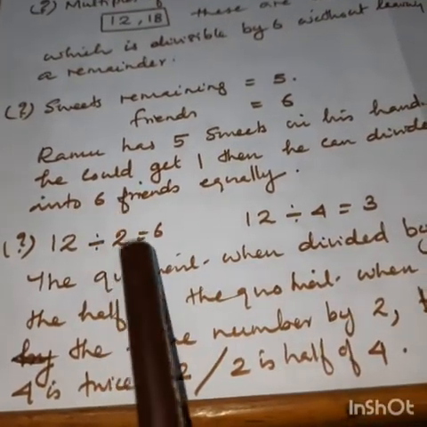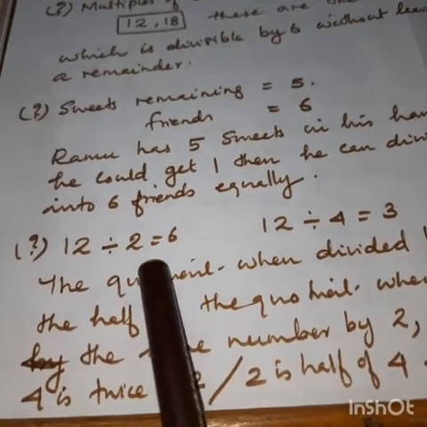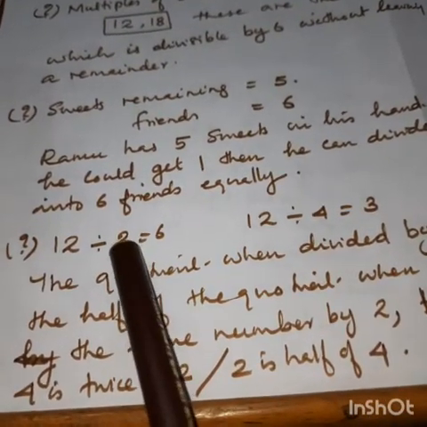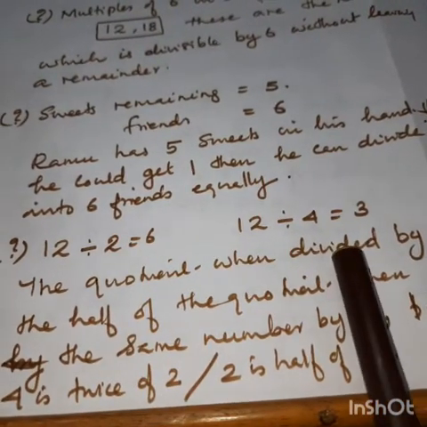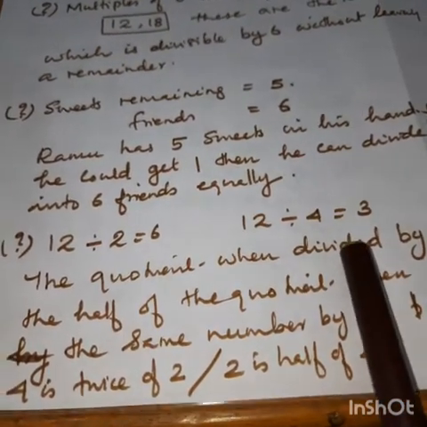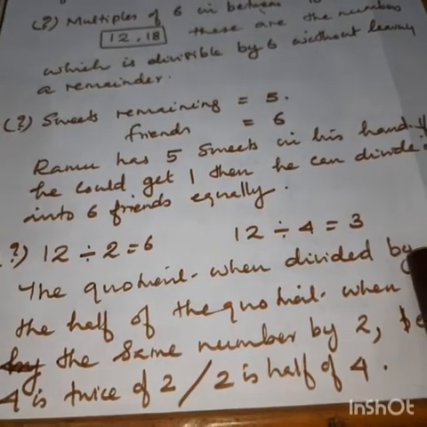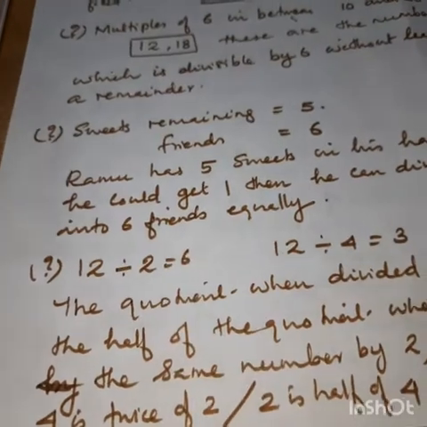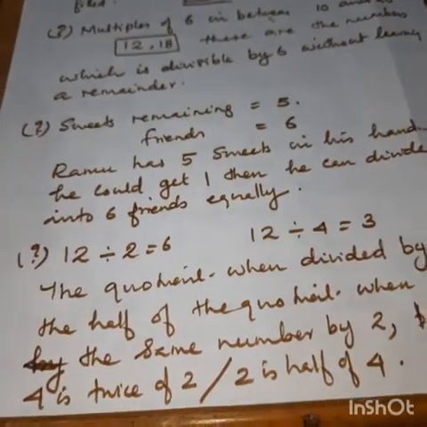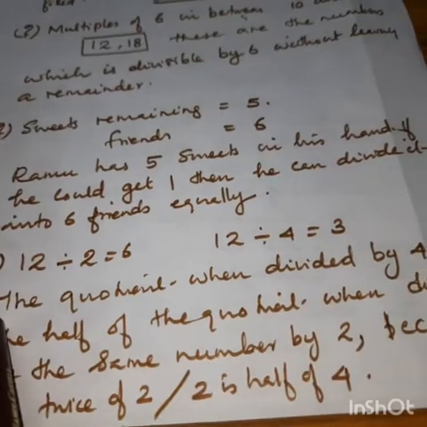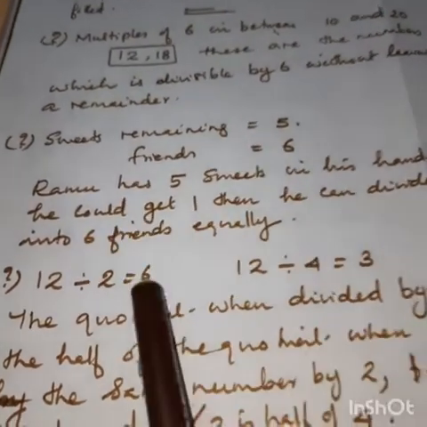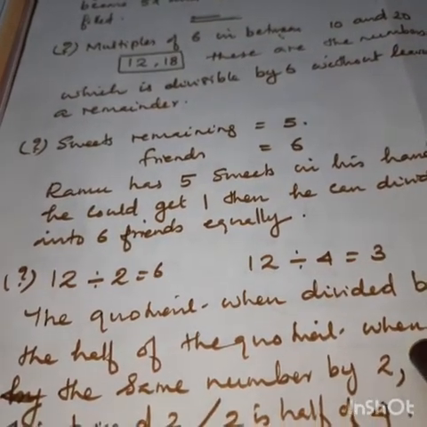If the divisor is doubled, then the quotient is halved. Here the divisor is 2. Here the divisor is 4, that is twice of 2. Here the quotient is 6 and here the quotient is 3. Therefore, if the divisor is doubled, then the quotient becomes half. 2 is half of 4, or 4 is double of 2. Therefore, the quotient becomes halved. Okay.